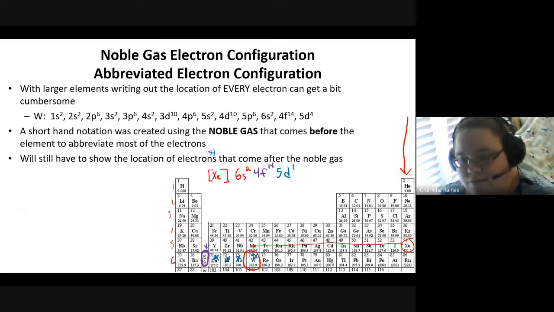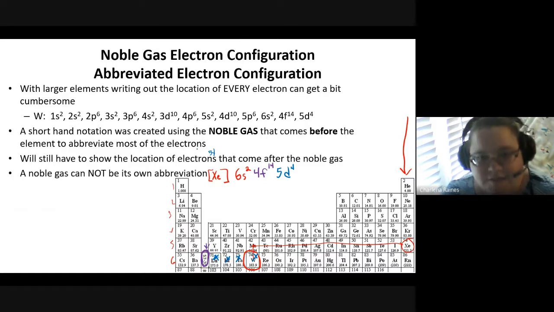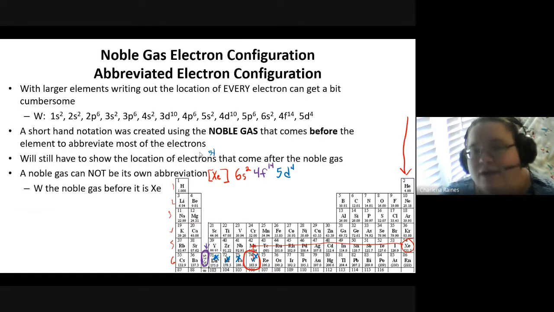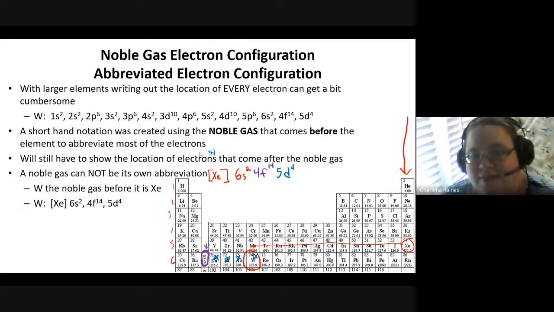So 5D4. Notice, instead of writing all of that big old mess that we see up above, we could abbreviate tungsten's electron configuration with xenon in brackets, 6s2, 4f14, and 5d4. Now you have to have the noble gas in brackets, otherwise you're not saying what you think you're saying. If you just skip straight to 6s without showing that noble gas, you're missing 54 electrons. You're missing those inner electrons, and it's not the element that you think it is.